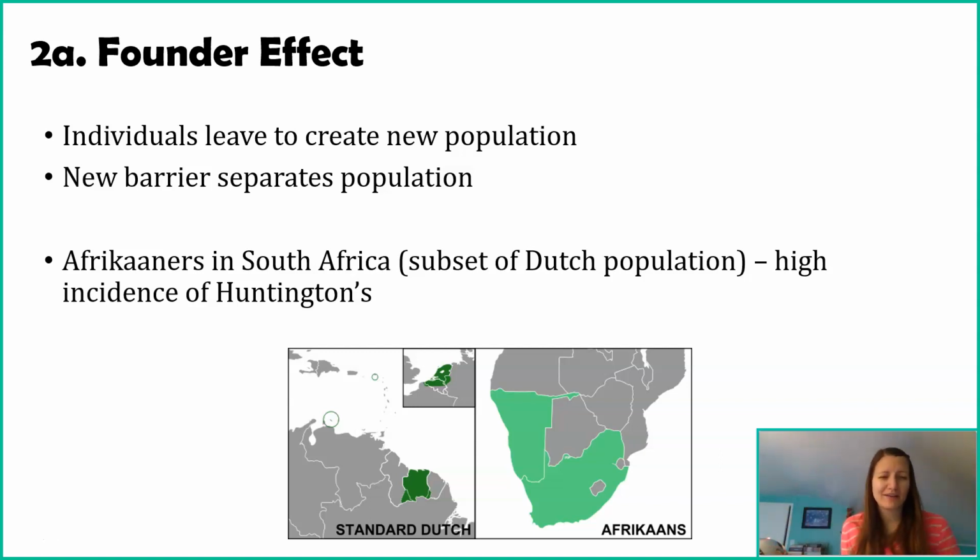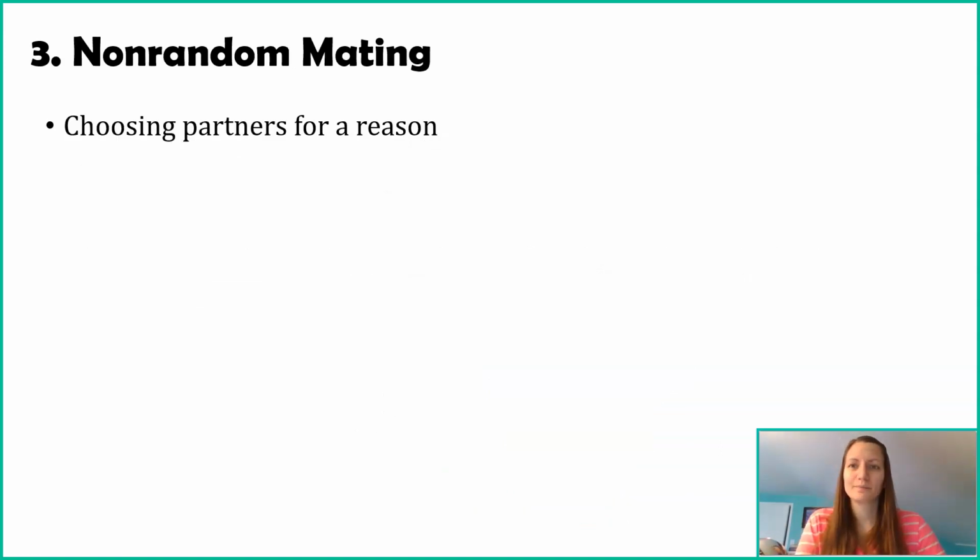So again, founder effect being a subset of genetic drift, it was random who were the people leaving the Netherlands and going to this new location. It was random who was reproducing in that case. It's just, in this particular case, we're talking about a small subset of the population leaving a larger population.